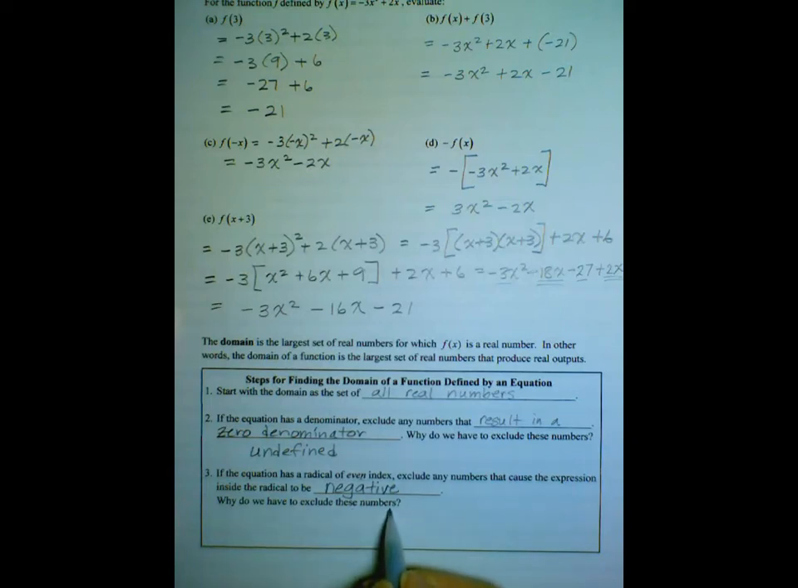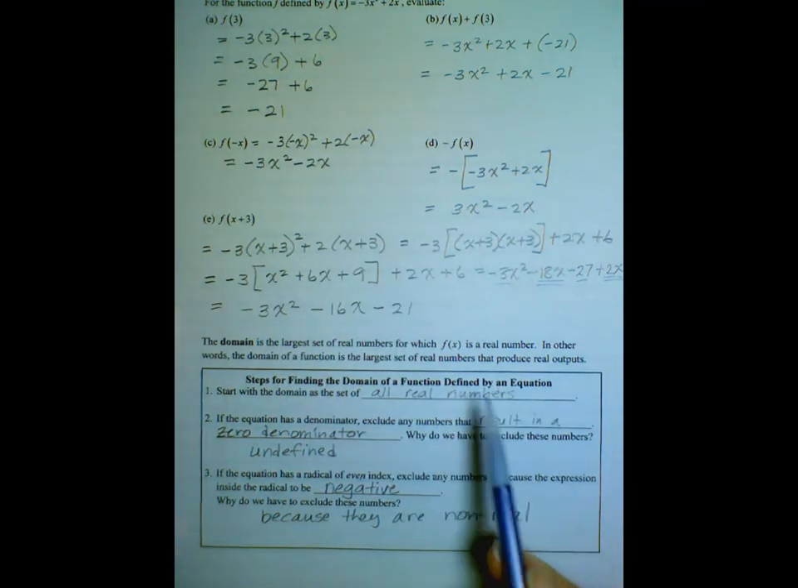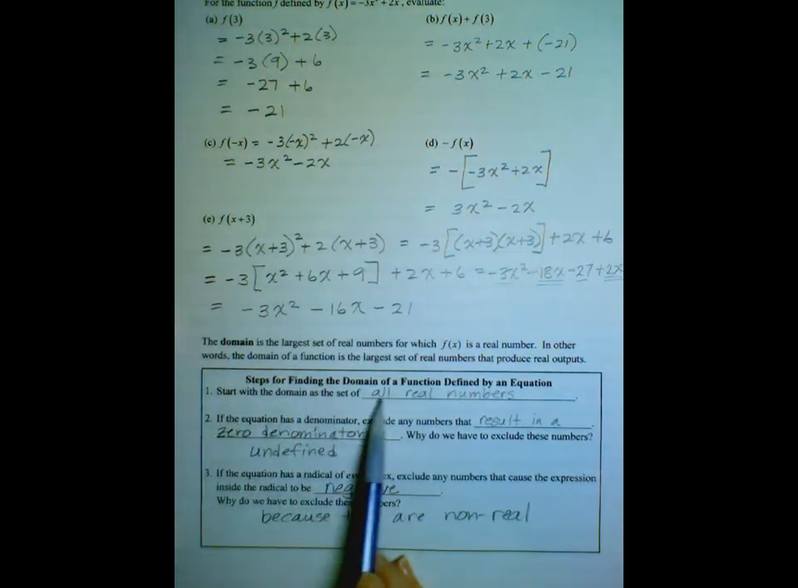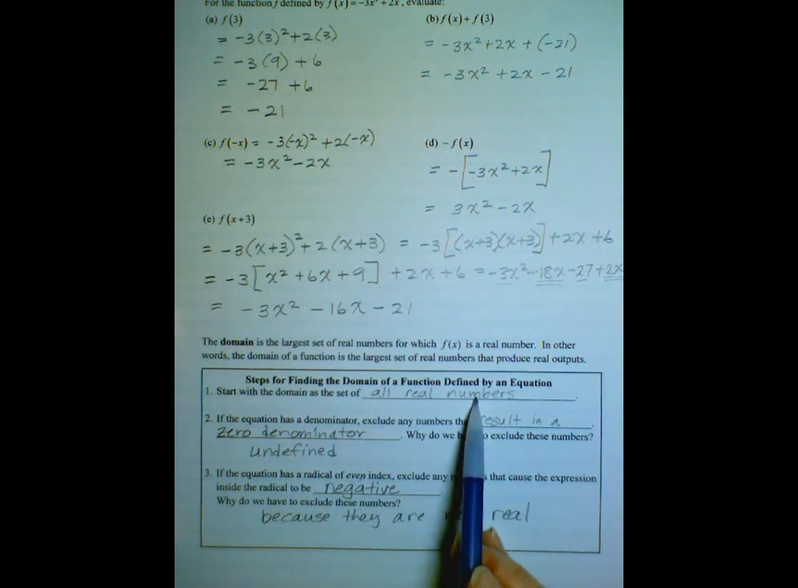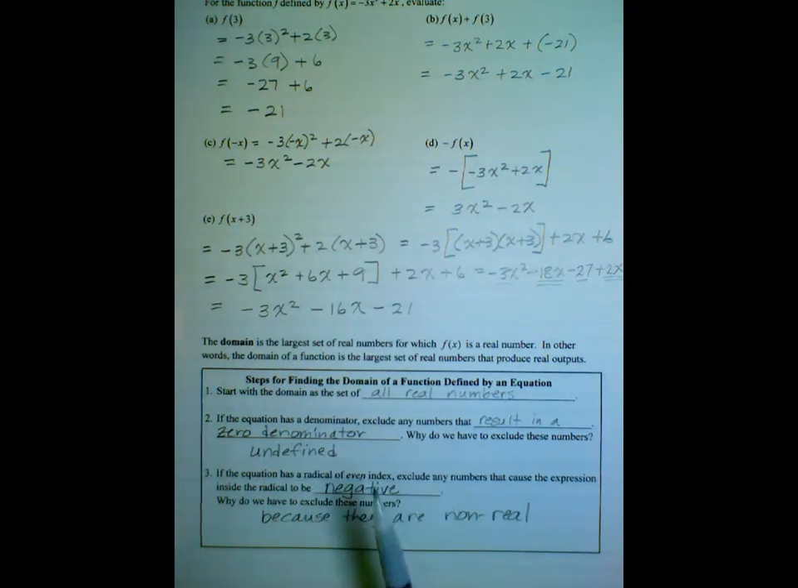So why do we have to exclude these numbers? Because they are non-real. Okay, so these are the steps. If you can just remember these steps every time, finding the domain of a function is very simple. We'll start with all real numbers. If we don't have this and we don't have this, then hey, the domain is all real numbers, you see. So that's the idea. We start with this, look for these two conditions. Sometimes a problem will have this condition, sometimes it'll have this one, could have both, may not have either one. It's an analysis you do each time. So we'll do that in our next examples.